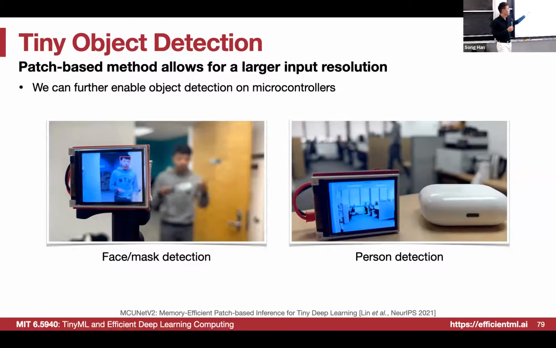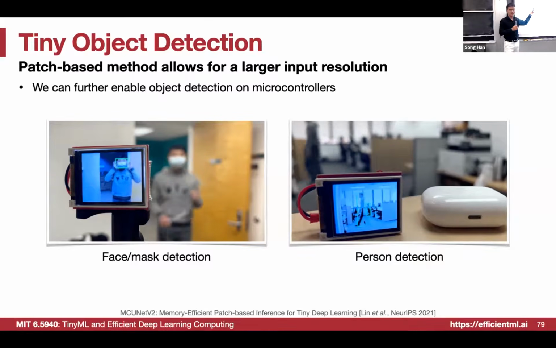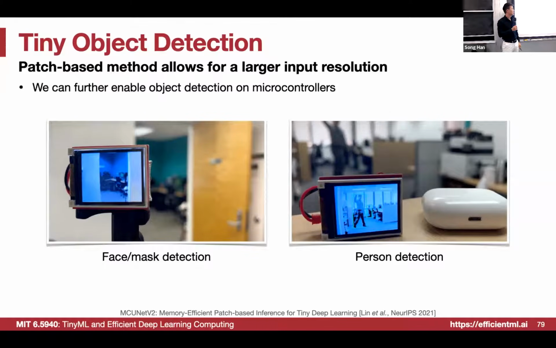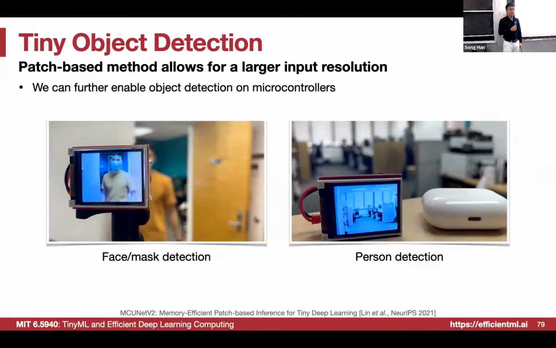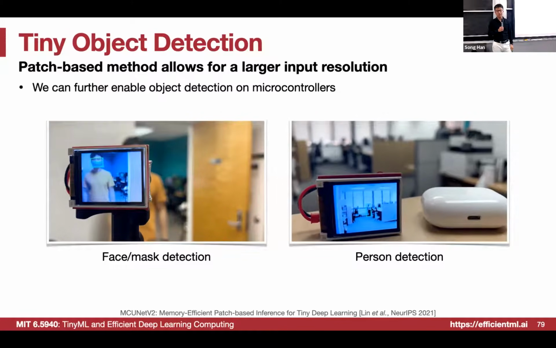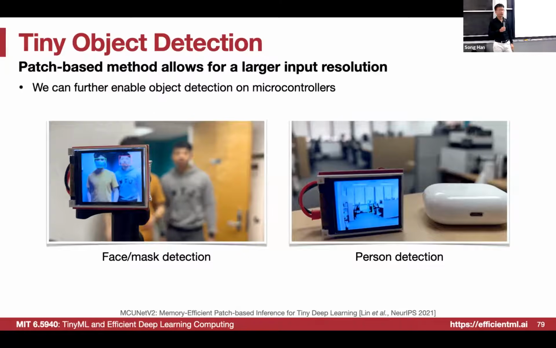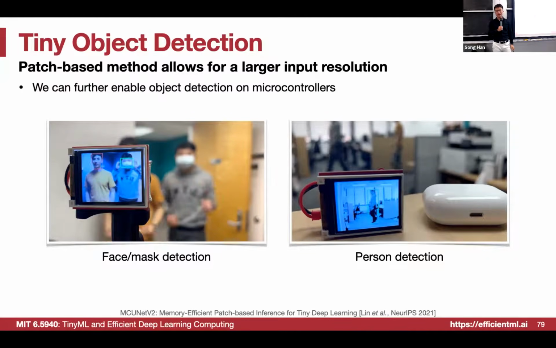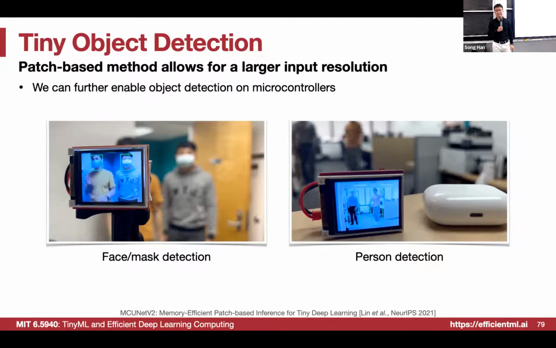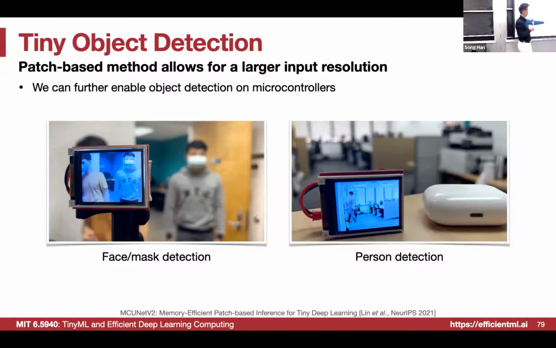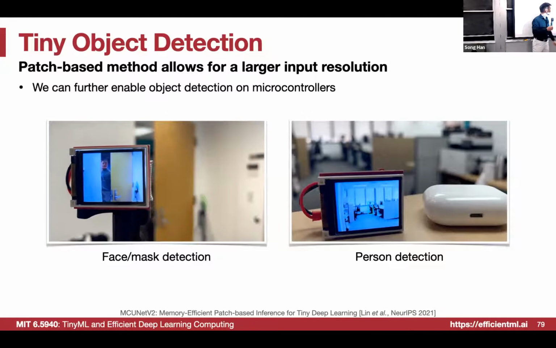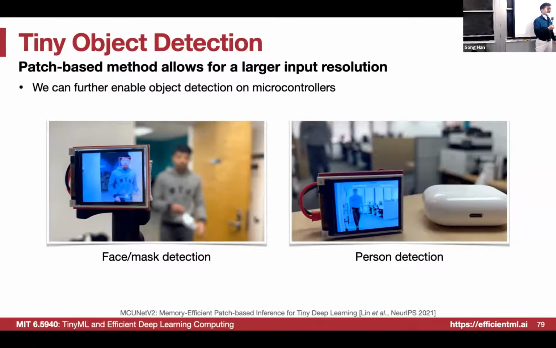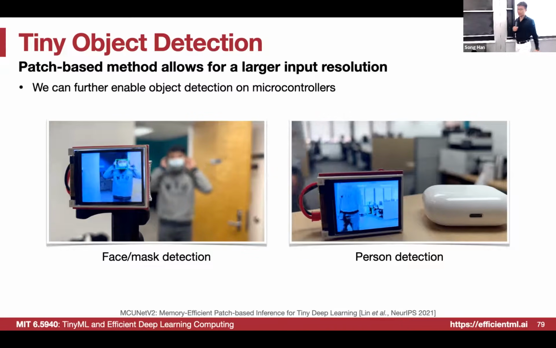This is a demo for detection of face versus mask versus no mask. Here we can do not only a single person, but also multiple people: mask, no mask, blue, green versus red, very real time. On the right-hand side is the person detection. A person sitting right here, or sitting pretty far, can still be detected, versus people walking around.